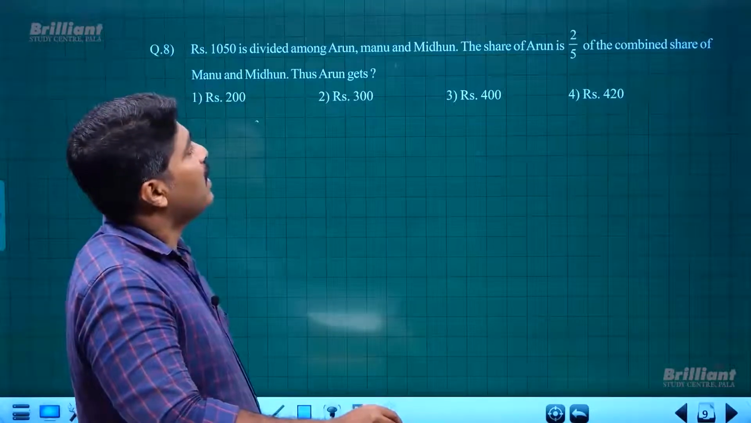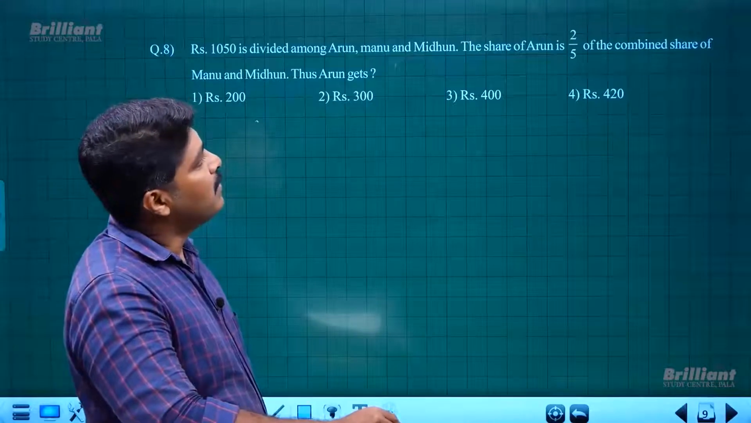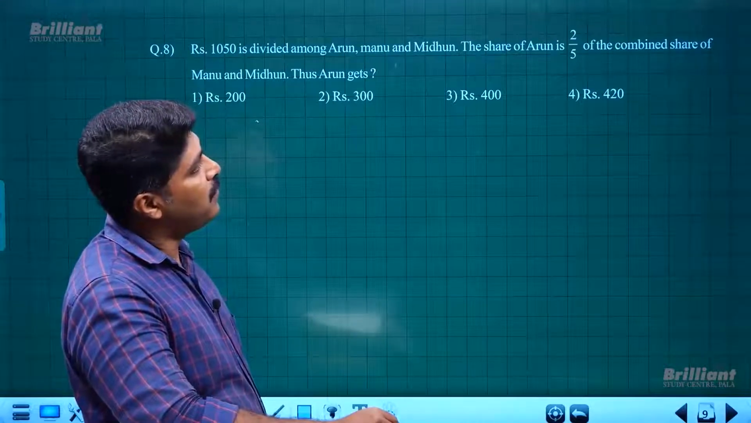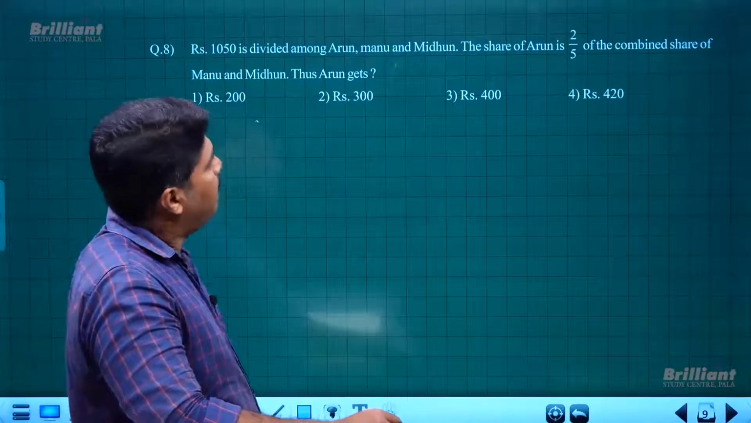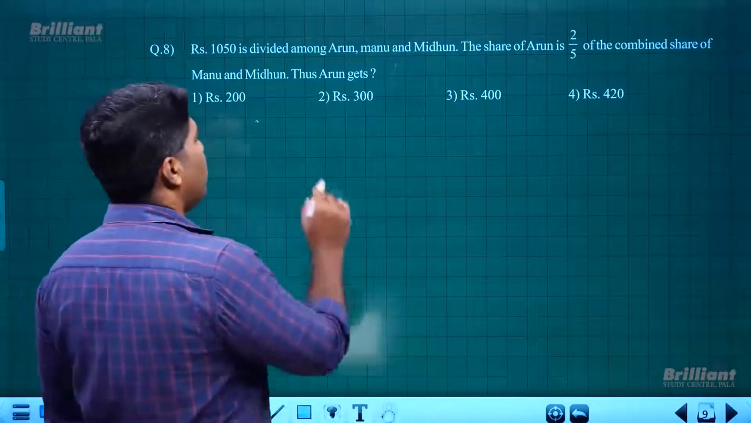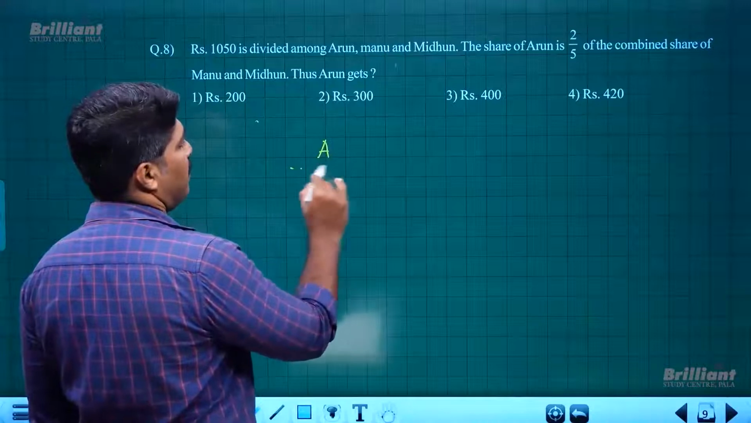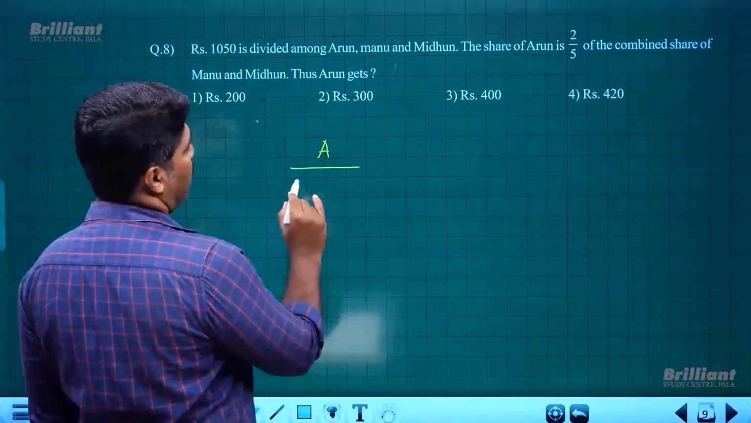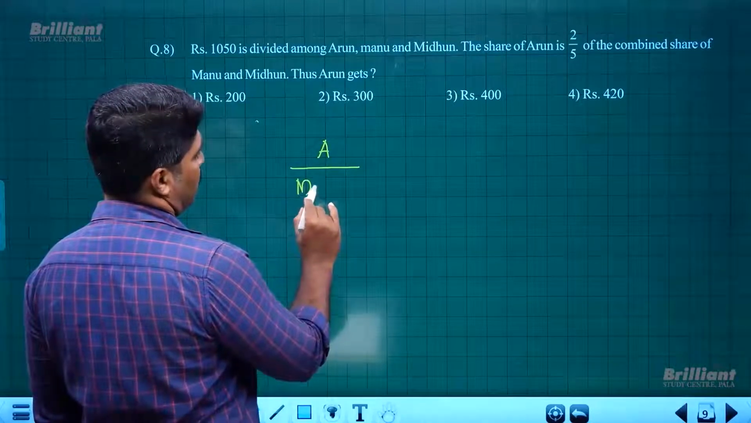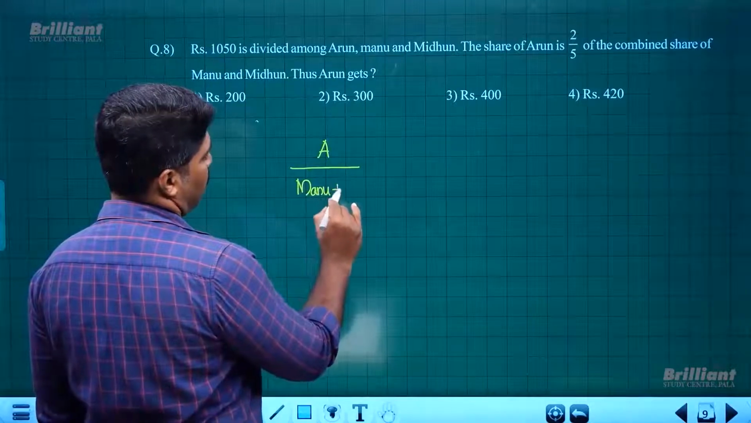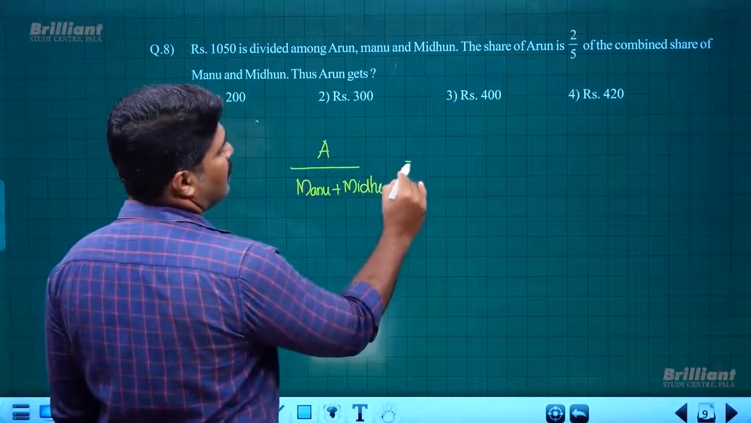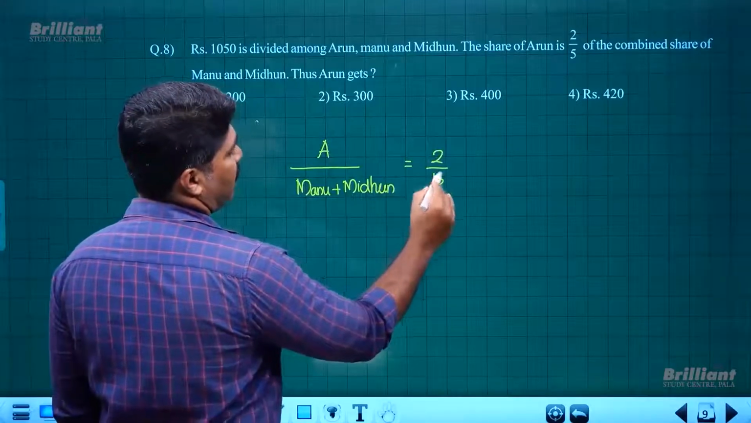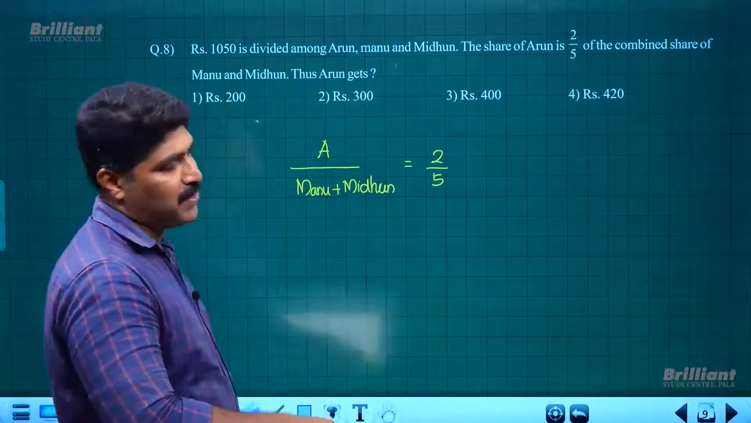1050 is divided among Arun, Manu, and Mithun. The share of Arun is 2/5 of the combined shares of Manu and Mithun. Then what does Arun get? Here we just consider the share of Arun and the share of Manu plus Mithun. So this is 2 by 5. We can frame a ratio like this, 2 by 5.